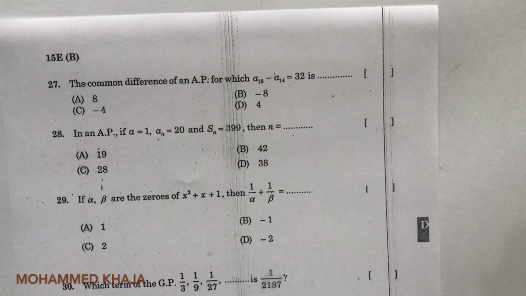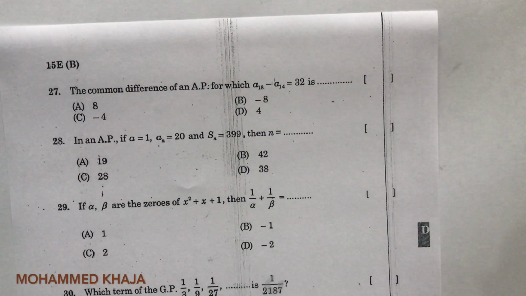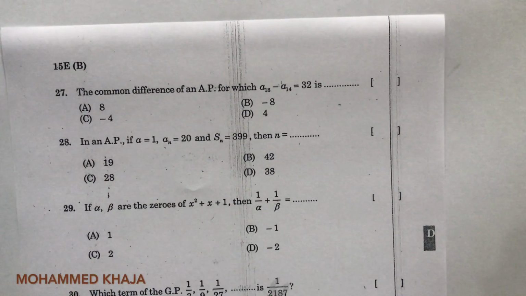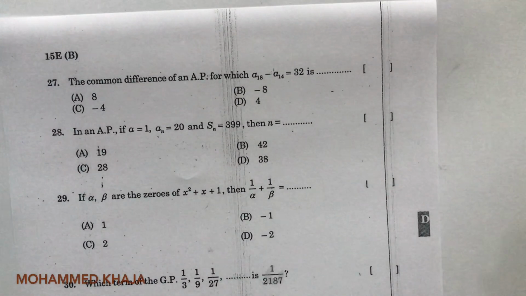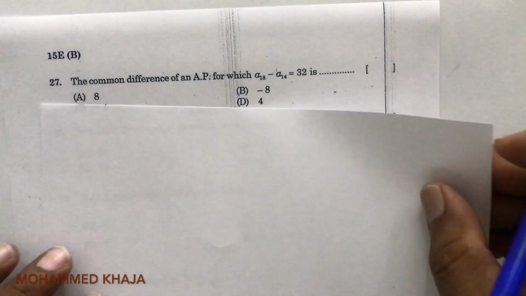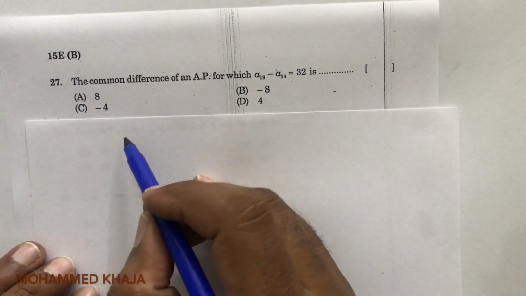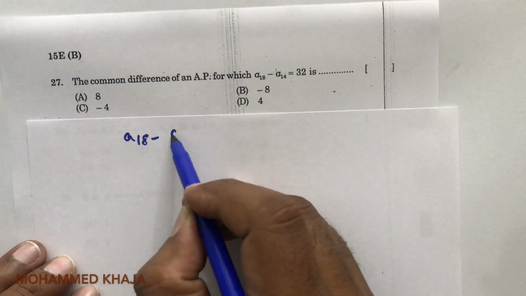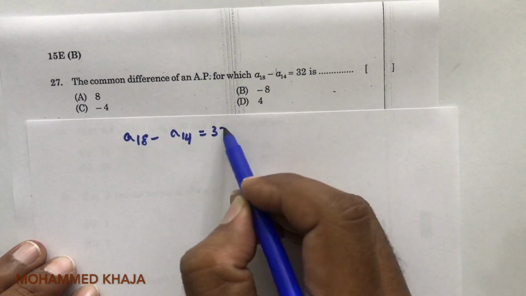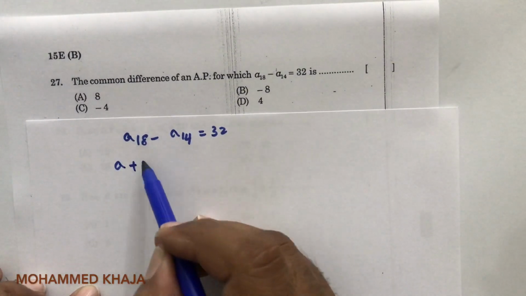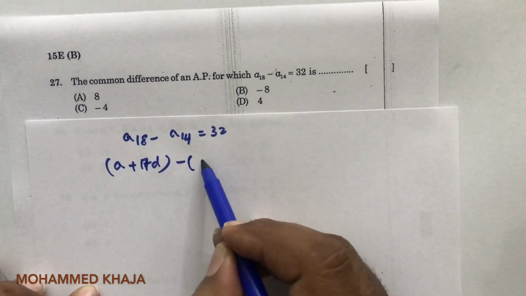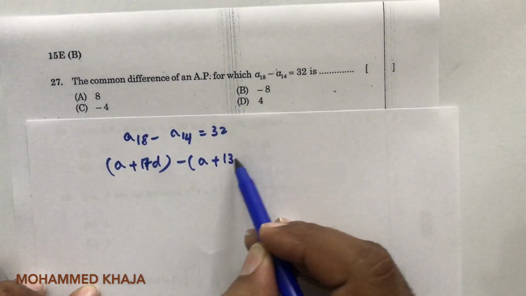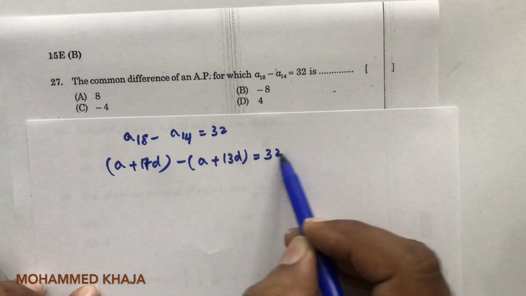The common difference of the AP for which a18 minus a14 is 32. See, a18 we can write as a plus 17d. So if I simplify this, a18 minus a14 is 32. a18 is a plus 17d, minus a14, which is a plus 13d, is 32.